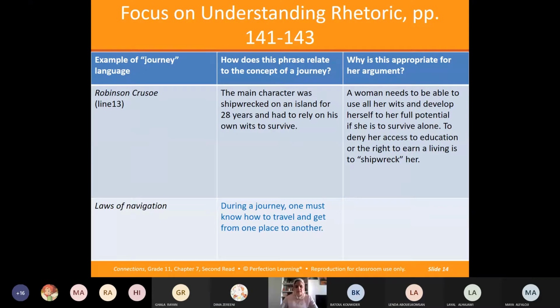So read it, Dima. During a journey, one must know how to travel and get from one place to another. Yes. So how is it related for women? In order to know how to travel. How do women want to know how to travel? Or on their own, take care of themselves. So is it the literal meaning of traveling? No, no, about the journey of their lives. Yes, of their lives.